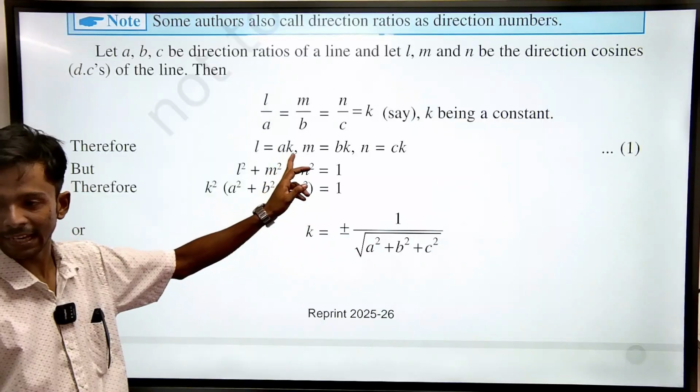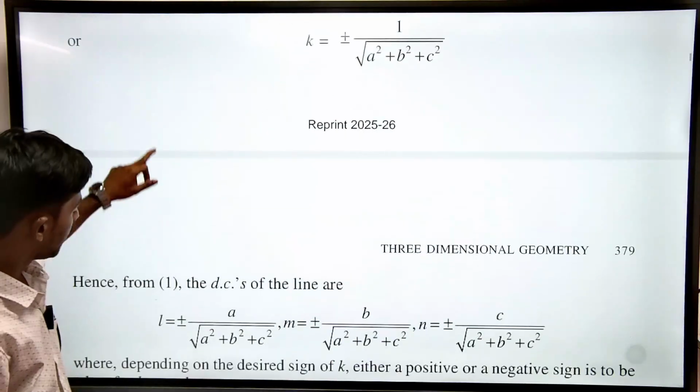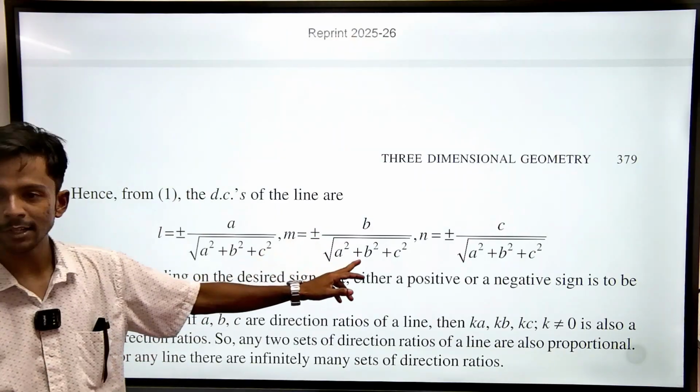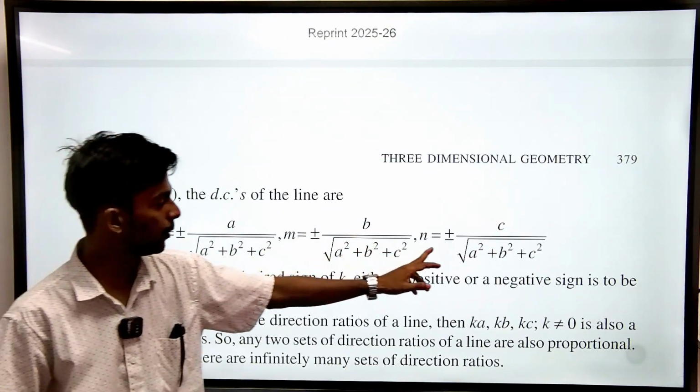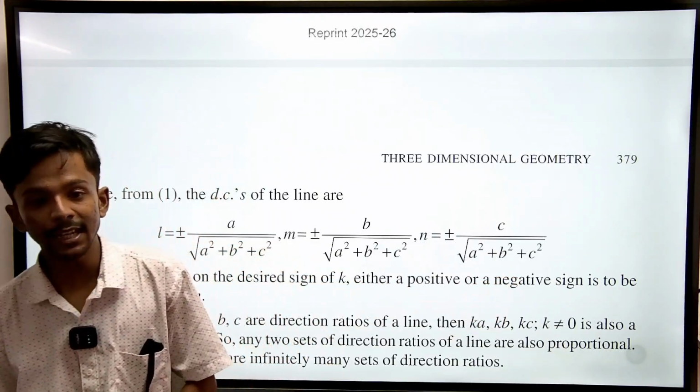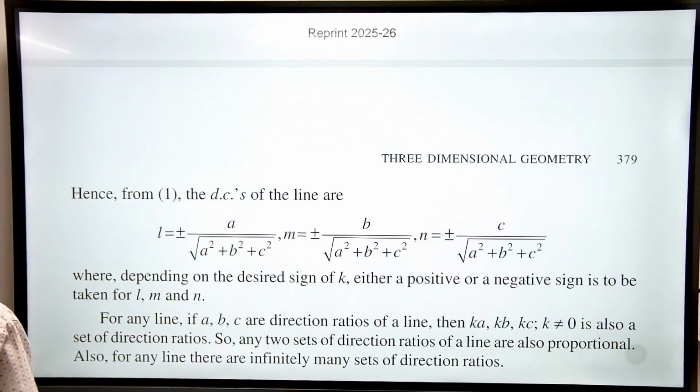l is nothing but a k, na. So your l will be a by root over a square plus b square plus c square. m will be b by root over a square plus b square plus c square. n will be c by root over a square plus b square plus c square. But if the a, b, c are given, then only you can use this formula, na.